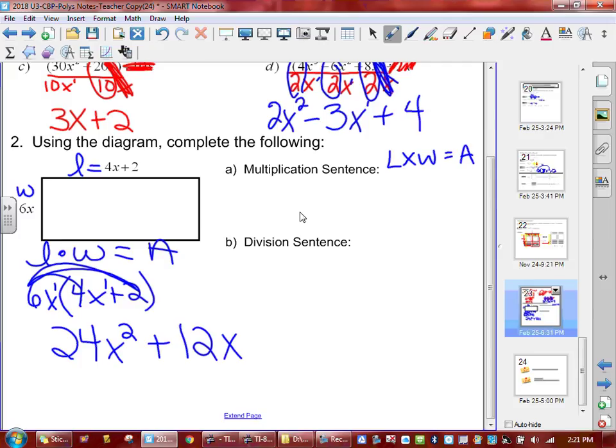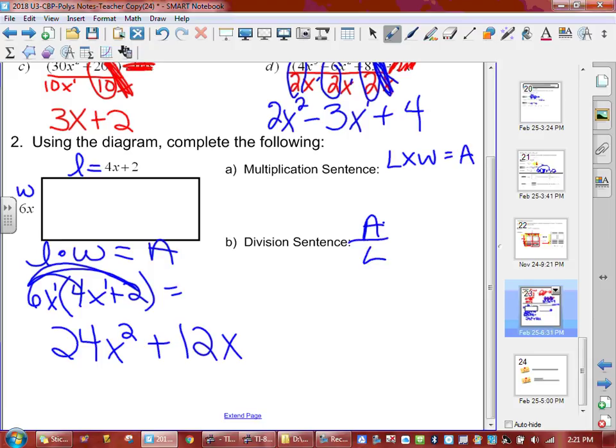So now we found our area statement. That's what area is equal to. So we did length times width. That's our area. So if we want a multiplication sentence, this is our multiplication sentence. This times that equals our area. Now a division sentence is going to be like this. So multiplication sentence is length times width equals area.